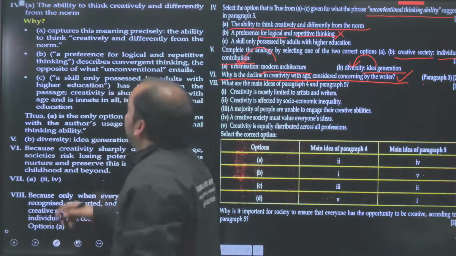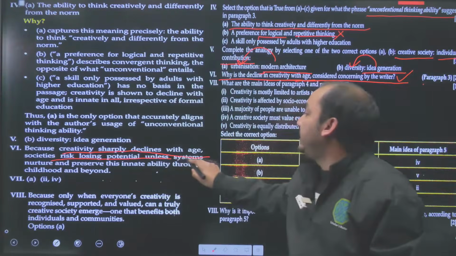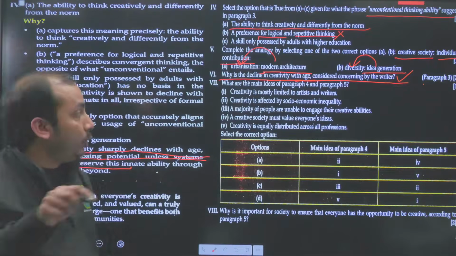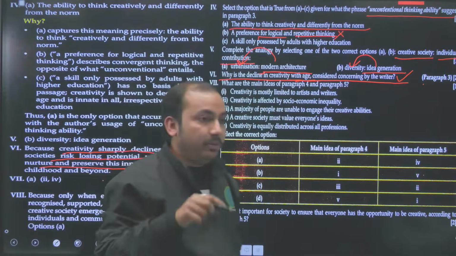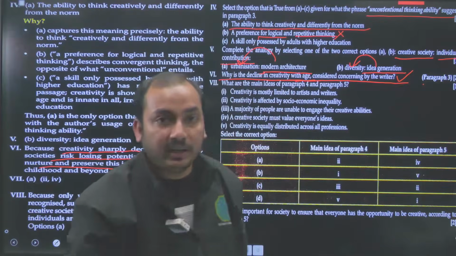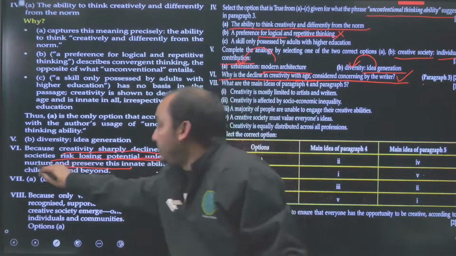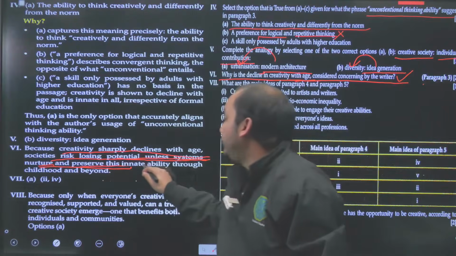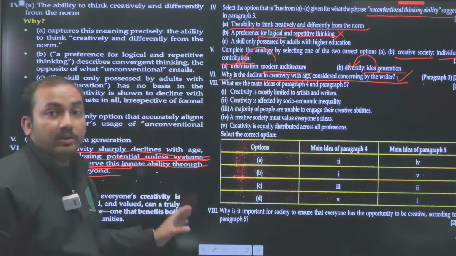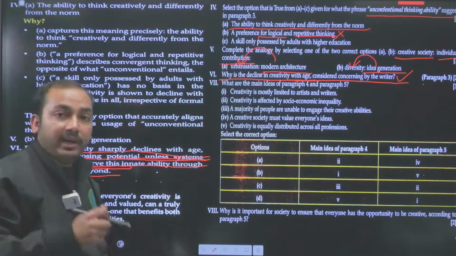So the correct answer for this question is: because creativity sharply declines with age, societies risk losing potential unless systems nurture and preserve this. It means the system doesn't nurture and support those people who are really creative, because we have always been shown the path where we have to walk. We are never told to find our own way, to do something in a creative way. So that's why the writer says systems nurture. It is necessary to make society creative, to preserve this innate ability through childhood and beyond. We have to support and nurture those who have been creative since childhood, and motivate them to continue in the same way.